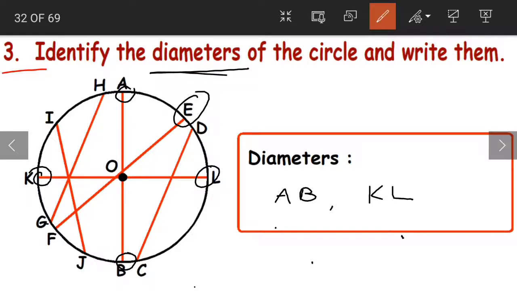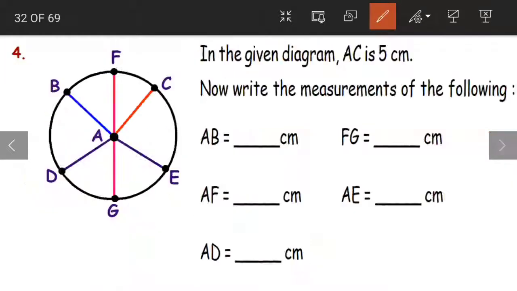If you look at line segment EF, it is not exactly passing through the center, it is somewhat beside the center of the circle. But for the diameter, what do we want, children? We want it to pass through the center of the circle. So from the given line segments, only AB and KL can be called the diameters of the given circle.